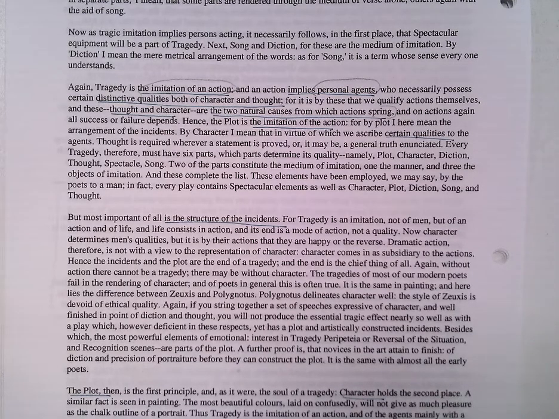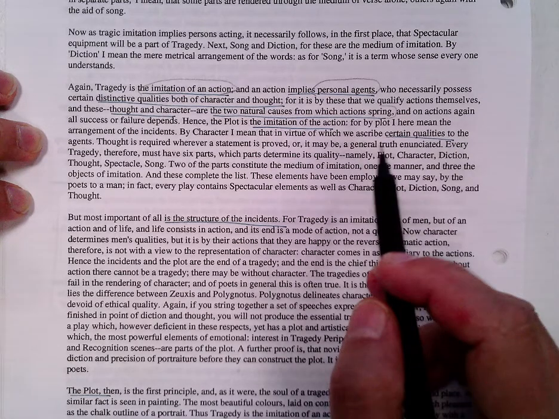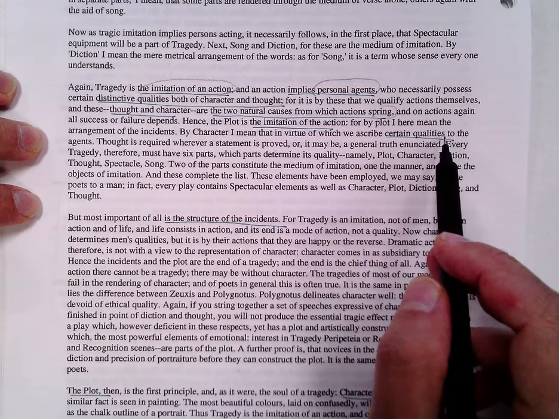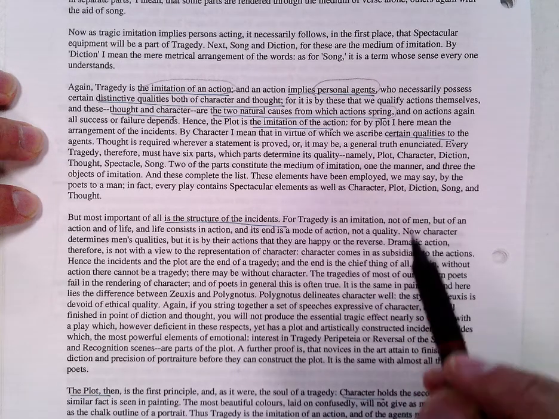And the actions of character are what constitute a plot. It's that simple. Plot is imitation of the action made by characters. And character is the qualities that certain agents have.